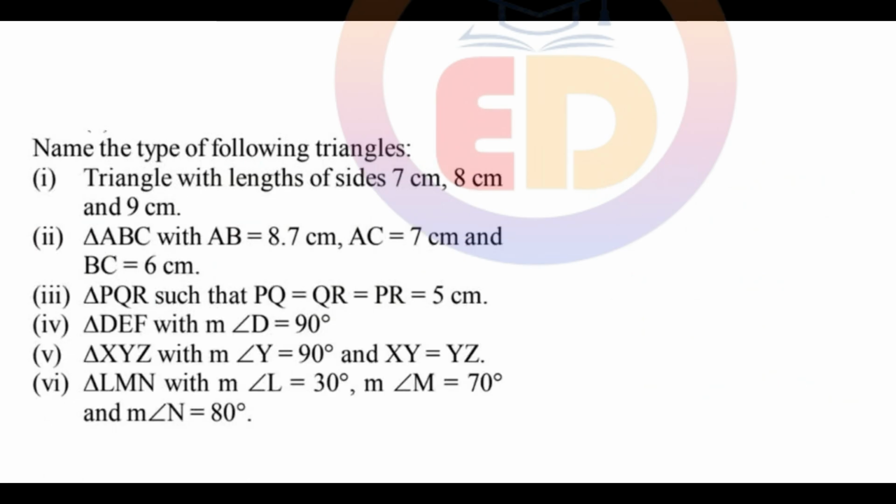Name the type of following triangles. The first example, triangle with length of side 7 cm, 8 cm and 9 cm. Here we see that the length of all the three sides are different, and when the length of all the three sides of a triangle are different, then it is a scalene triangle. Second question, in a triangle ABC, AB is 8.7 cm, AC is 7 cm and BC is 6 cm. Again we can see that all the three sides are different length, so it is also a scalene triangle.